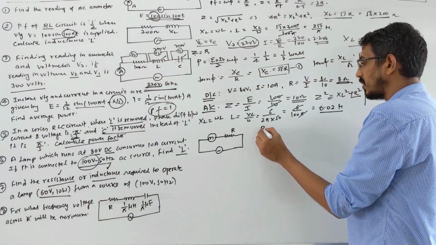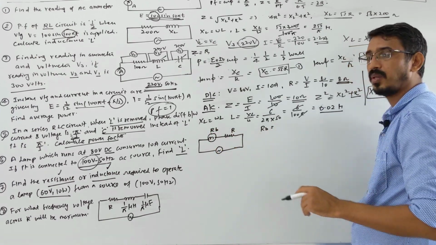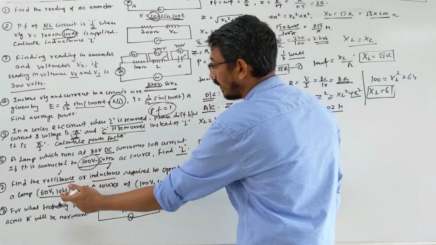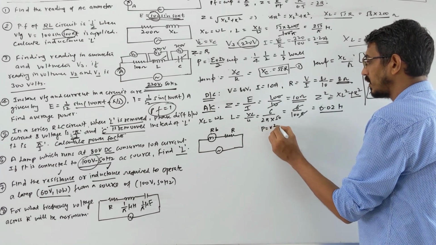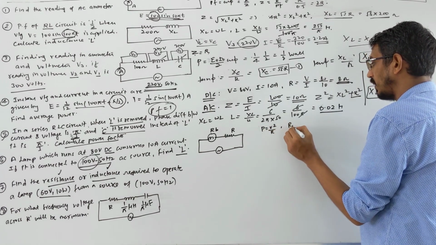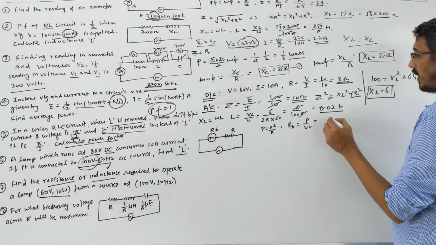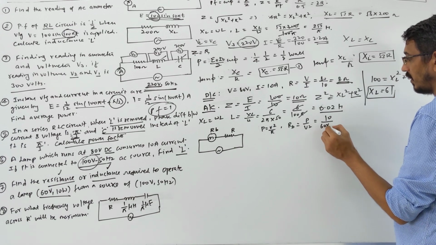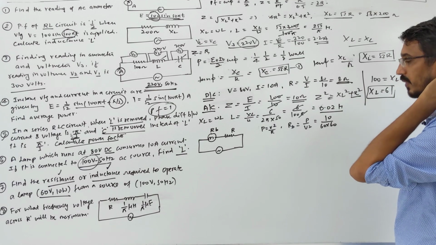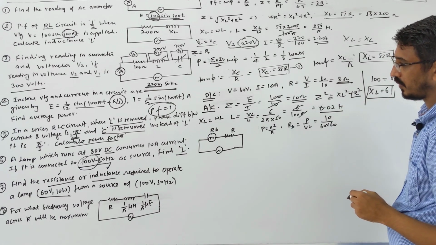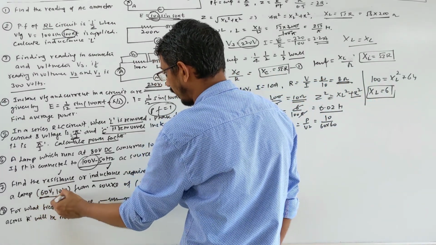The resistance of the bulb we can calculate, because the power of the bulb and the voltage across the bulb are given. Let's call it RB. Power is V square by R, so R of the bulb will be power by V square, that is 10 watt by 60 into 60. Yes, I wrote all values correct now. 60 volt given and 10 watt given.